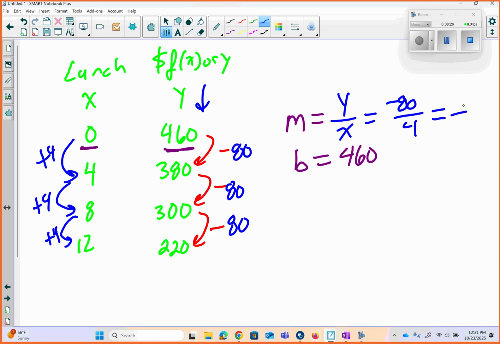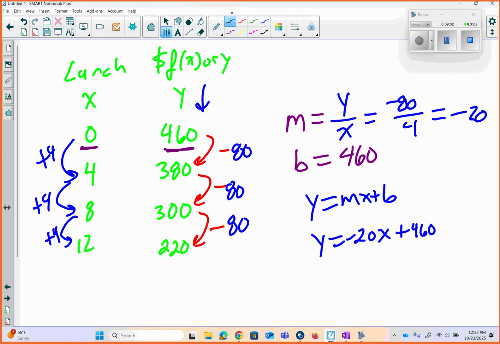Let's see. I know the answer is going to be negative. How many times does 4 go into 8? Twice. So how many times would 4 go into 80? 20. And it's a negative 20. Ooh. So we can have a negative slope. Agree? Okay. So I think we can figure out our equation, because we know m and b now, so we have y equals negative 20x plus 460. Okay?